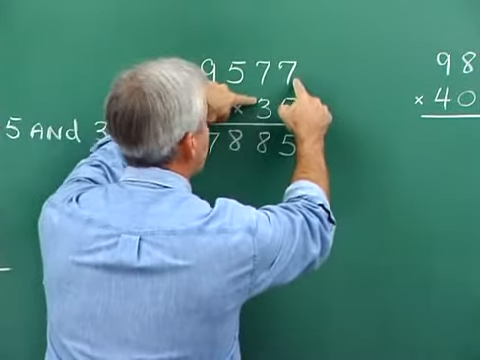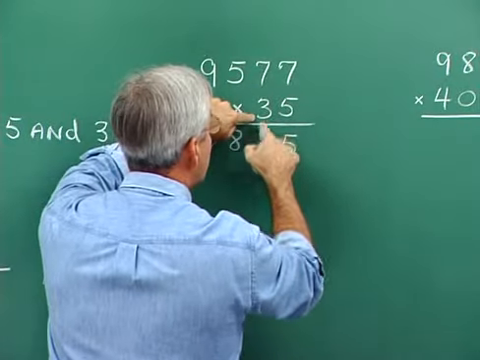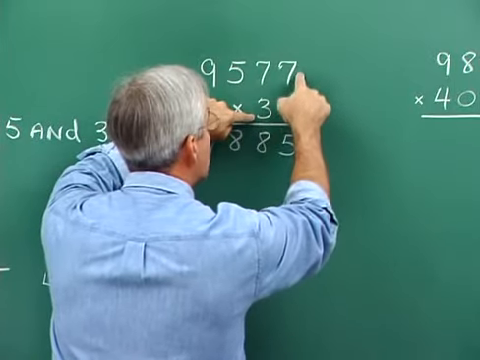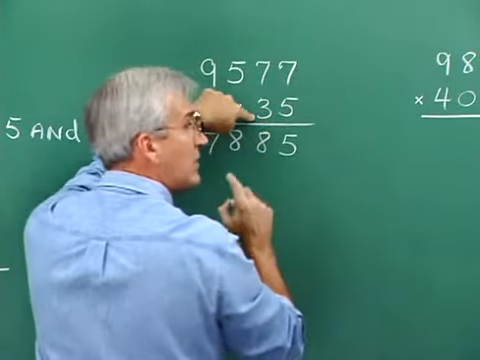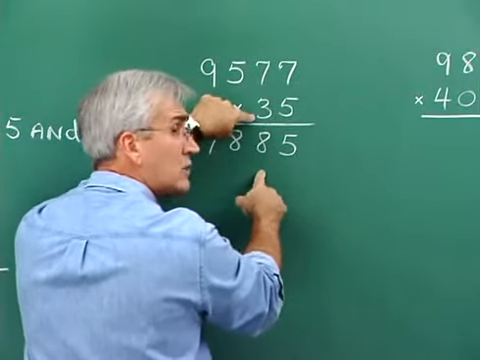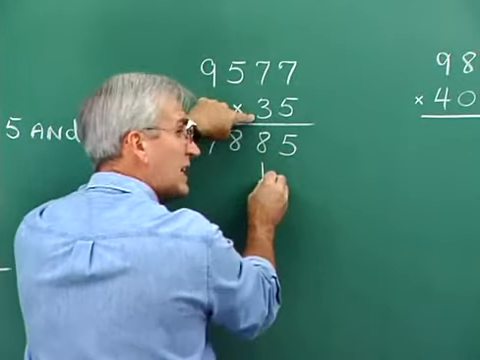3 times 7 is 21. Now, notice this is in the tens position here. And so I'm multiplying 3 tens times 7 ones. And I'm going to get a result of 21 tens. 21 tens. So that 21 needs to go in the tens place. And that's why I put the 1 in 21 in the tens place.